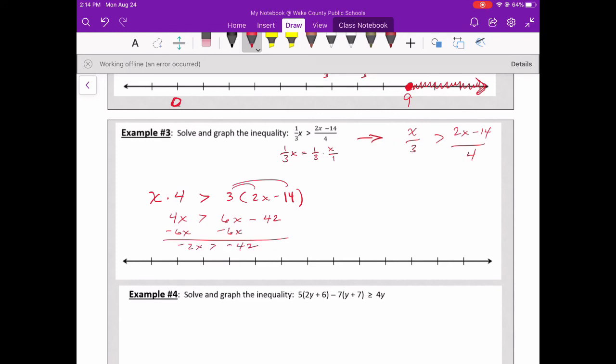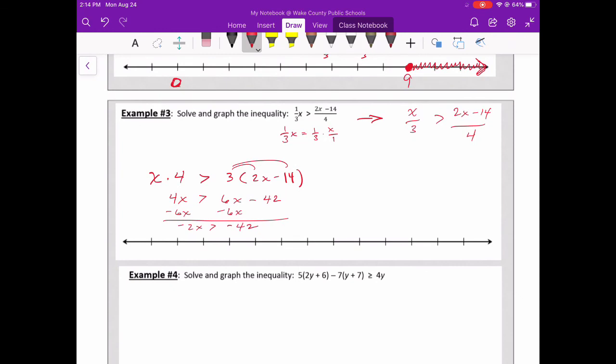Now is one of those opportunities where you have to be really careful. I've got to get x by itself. The coefficient is negative 2. So to get rid of multiply, I've got to divide. So when I divide by a negative number, I've got to remember to flip the sign. So I'm going to divide both sides, and I'll write this all over again. I've got to divide both sides by a negative 2. Remember, when you divide by a negative, you've got to flip the sign. So x is now less than negative 42 divided by 2, or 21. X is less than 21.